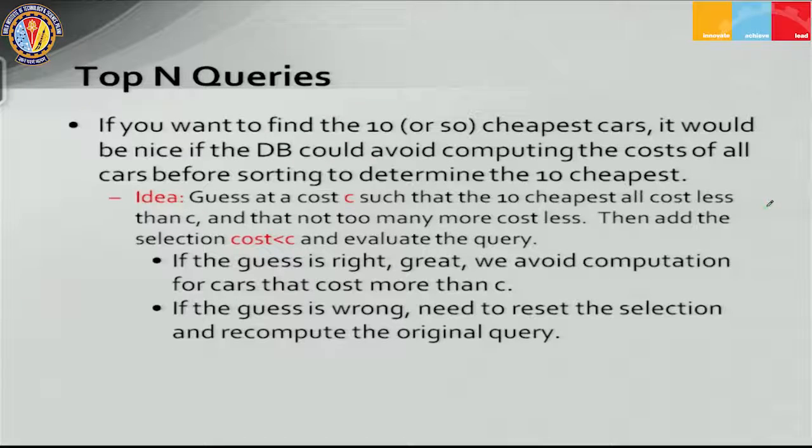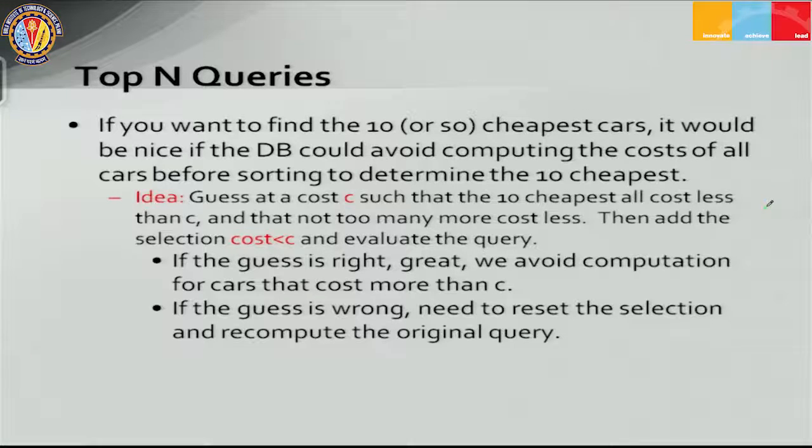If you want to find the top 10 or so cheapest cars, it would be nice if the database could avoid computing costs of all cars before sorting and determining the 10 cheapest. The idea on which top n queries are based is to guess a cost C such that the 10 cheapest cars all cost less than C, and not too many more cars cost less.